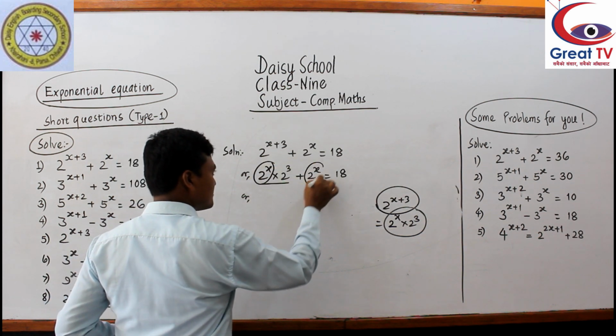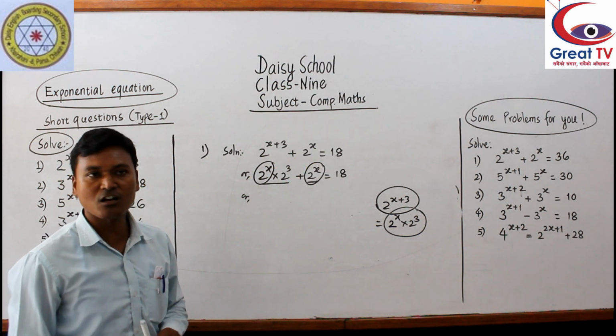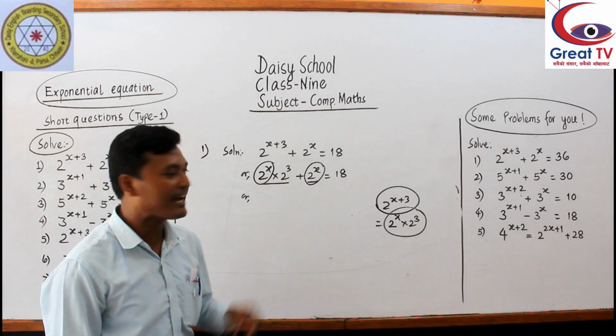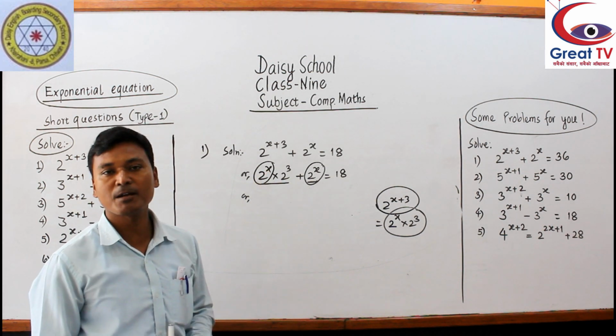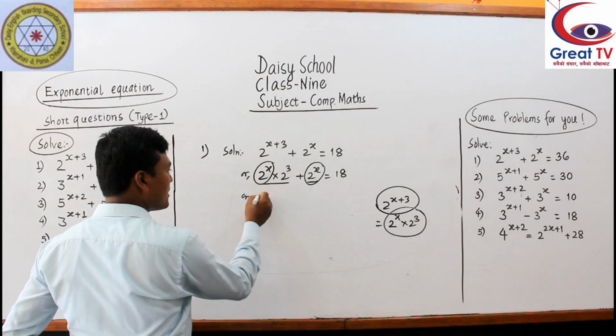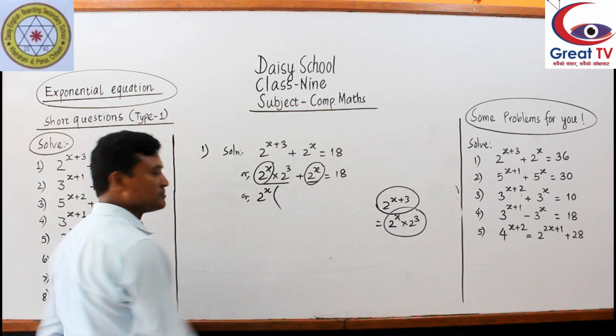In a circle, but my answer is not necessary to encircle. Just check before plus and after plus. We have one common factor, that is 2 to the power x. So we can take 2 to the power x as a common factor.